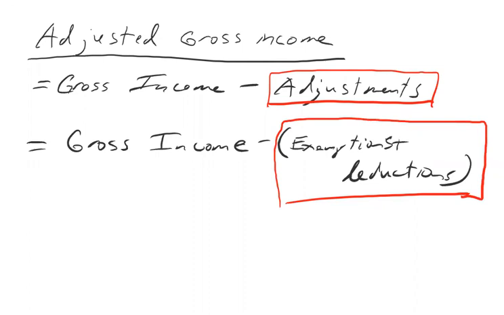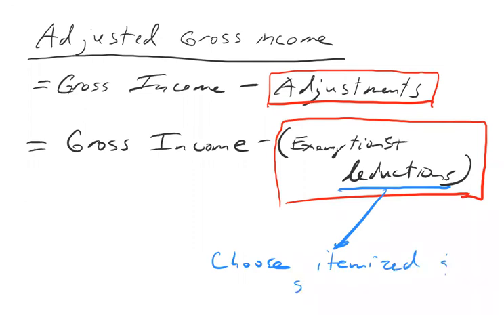Okay, your deductions, you're going to have to choose between itemized and standard. And you choose the larger one. Okay, because that gets you more of a tax break. Okay, so that's a brief introduction.